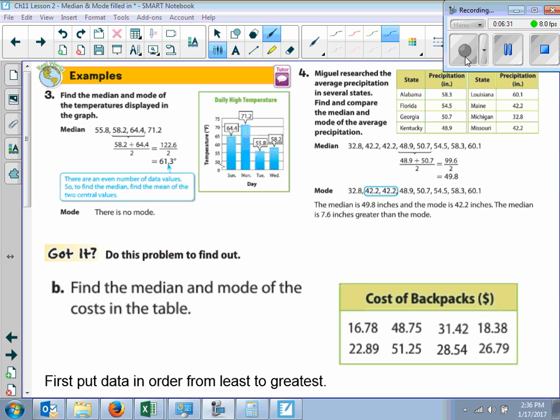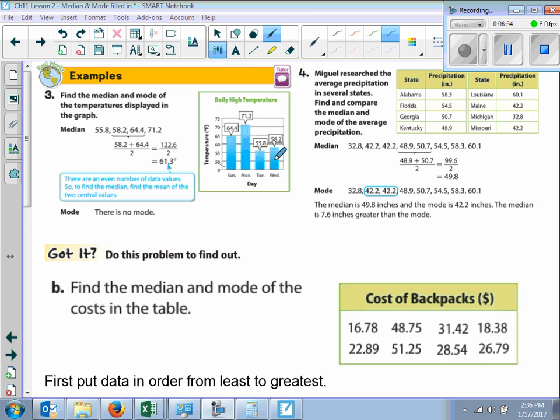In these next two examples, all you're doing is looking at the data in a graph and in a table. In the first example, there are 4 temperatures. We need to find the median and the mode of the temperatures displayed in the graph. Because there are 4, we know there are going to be 2 middle numbers.